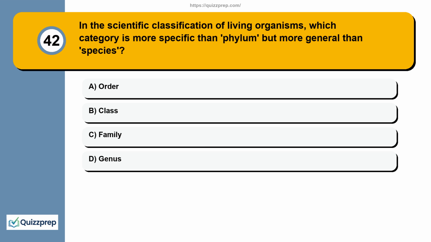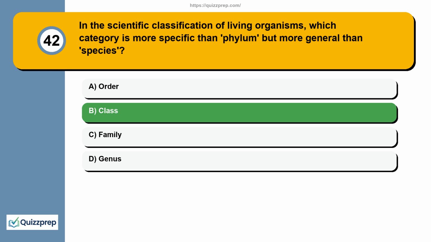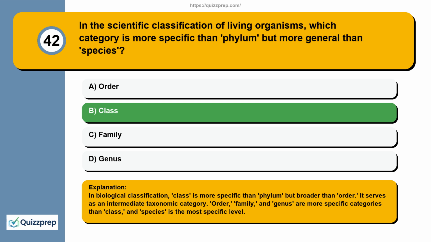Question 42. In the scientific classification of living organisms, which category is more specific than phylum but more general than species? Order, class, family, genus. In biological classification, class is more specific than phylum but broader than order. It serves as an intermediate taxonomic category. Order, family, and genus are more specific categories than class, and species is the most specific level.